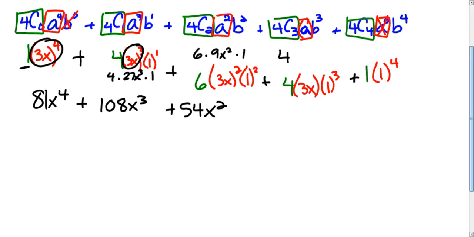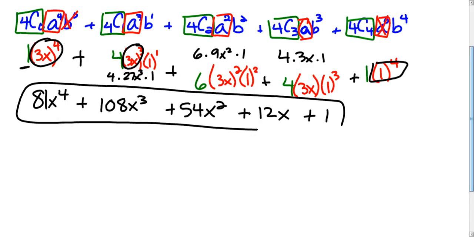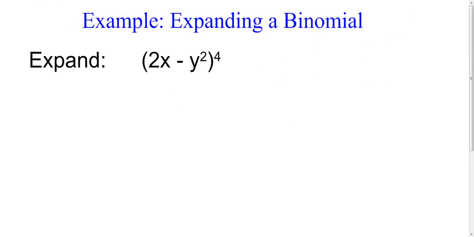This becomes 4 times 3x times 1, which of course becomes 12x. And then this 1 to the 4th power is just simply 1 times 1, which is still 1. Okay? So that's how we would expand that whole thing. All right, and we're going to do one more of those. Oh my goodness. And I think we can handle this. All right, here we go.